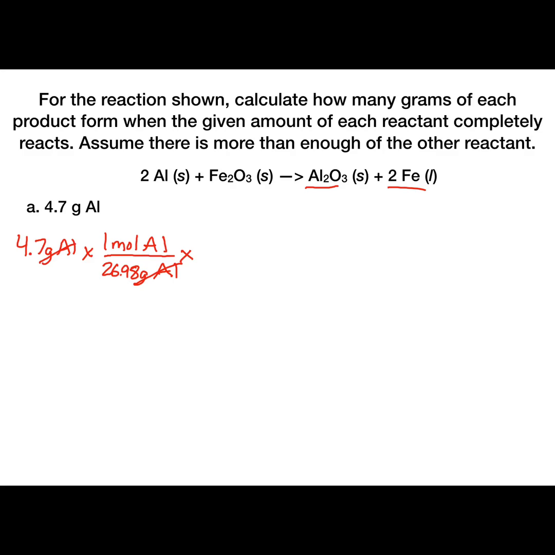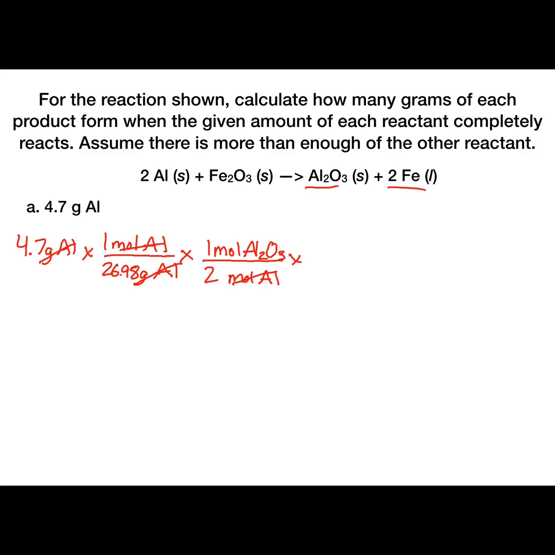So let's compare the moles of aluminum to our first product. So we have 2 moles of aluminum for every 1 mole of product. Moles of aluminum cancels out, times. Now we need to convert our moles of our first product into grams.